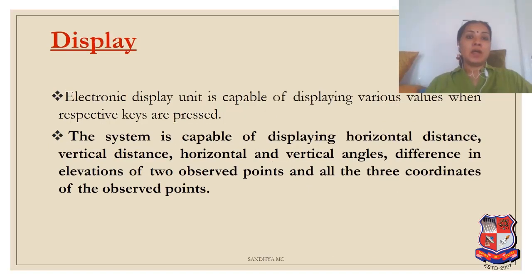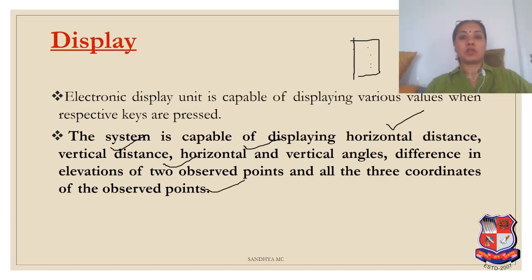Now the display. The electronic display unit is capable of displaying various values when the respective keys are pressed. There are various buttons in the display box, and pressing each button will display various values. The system is capable of displaying horizontal distance, vertical distance, horizontal and vertical angle, difference in elevation between two points, and the three coordinates of the observed points.